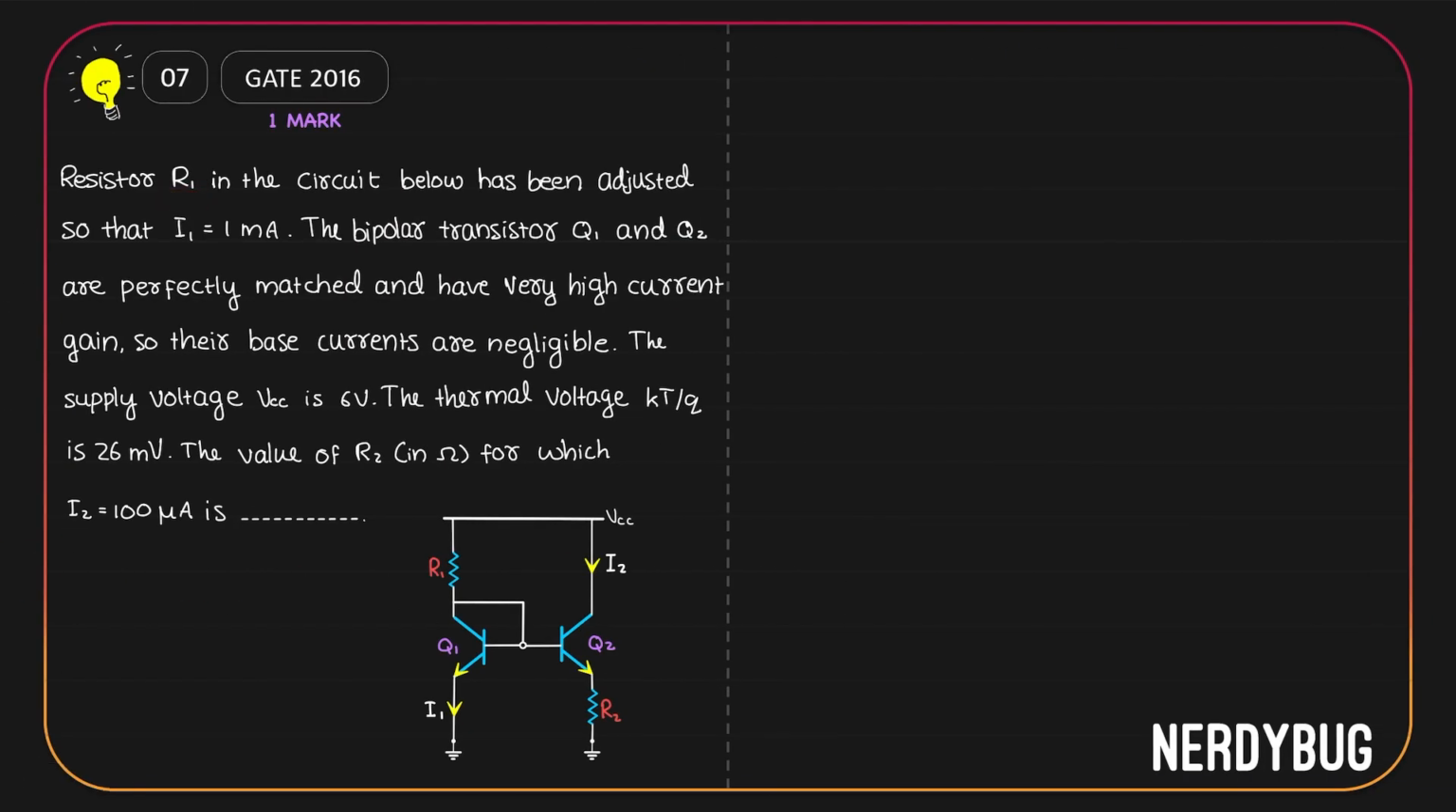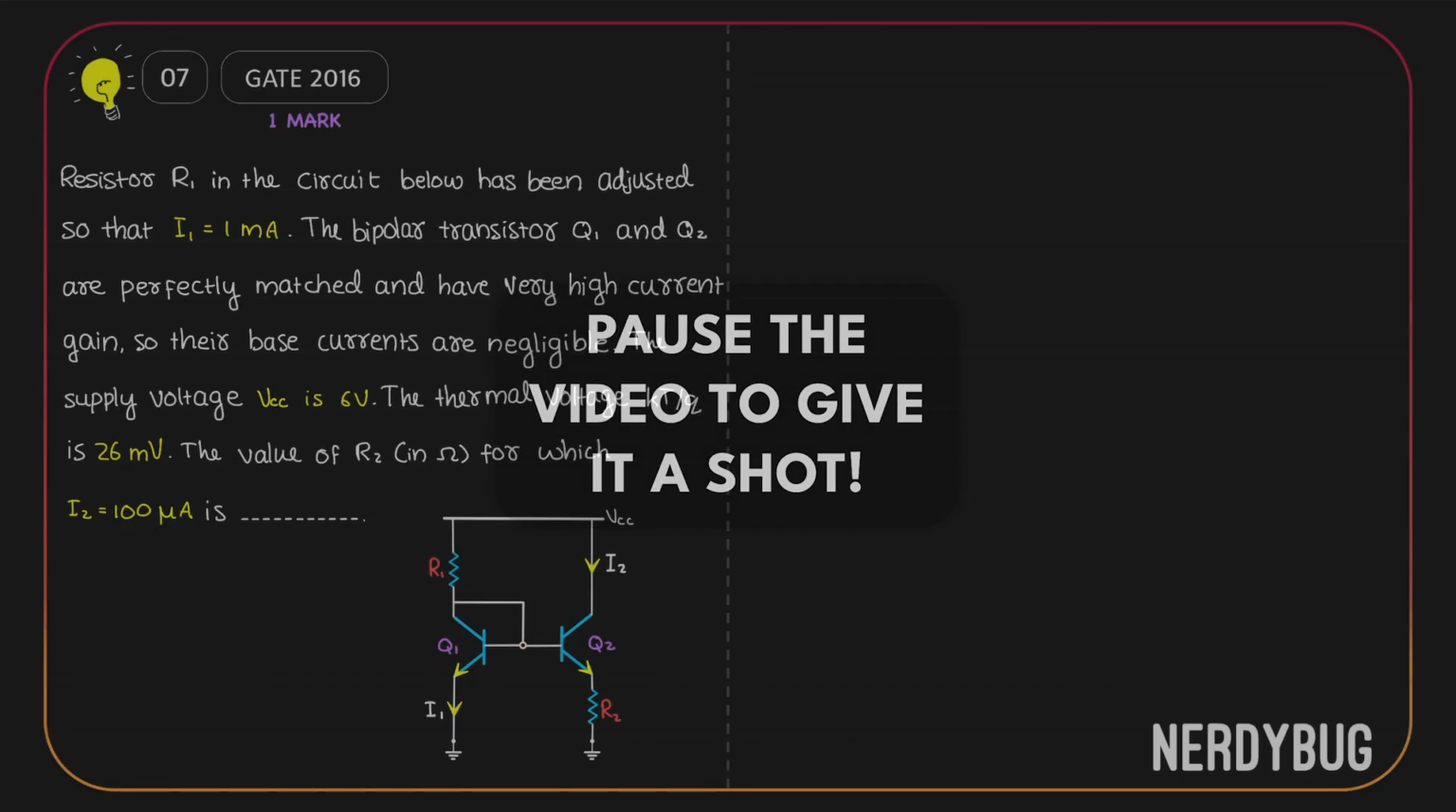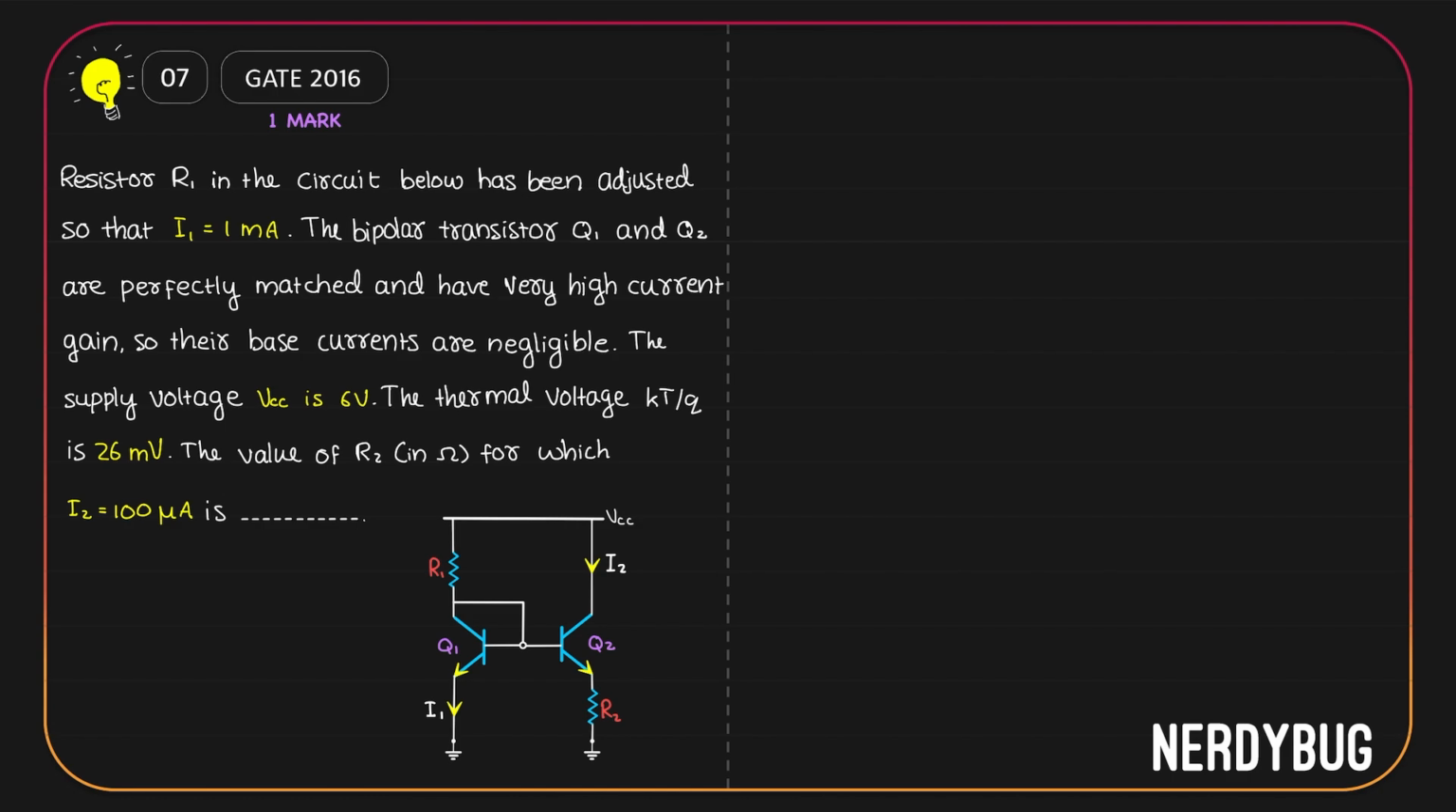Resistor R1 in the circuit is adjusted such that I1 is 1 milliampere. The transistors Q1 and Q2 are perfectly matched and they have very high current gain so that their base currents are negligible. Supply voltage is 6 volt and the thermal voltage kT by q is 26 millivolt. What we have to find out is the value of R2 in ohms, for which I2 is 100 microampere. Let us see how we can figure this out.